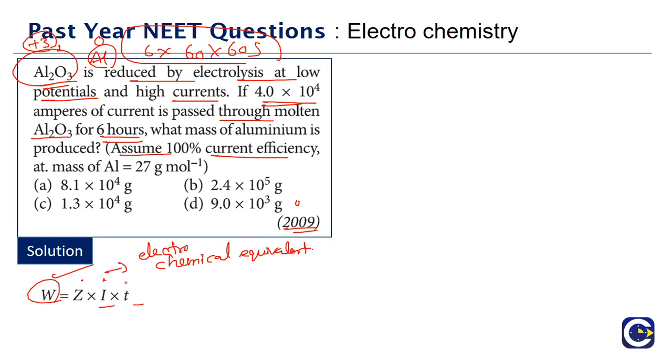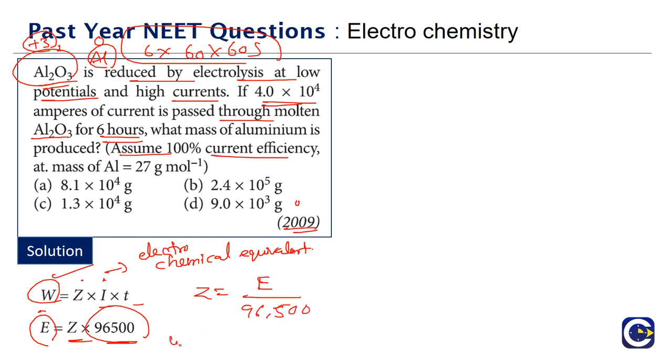So what is the relation between Z and equivalent weight? Equivalent weight is equal to Z into 96,500. 96,500 is what? The Faraday's constant. Otherwise Z will be E by 96,500. So that's why we can also write the formula like this. W is equal to what? E by 96,500 into I into T.